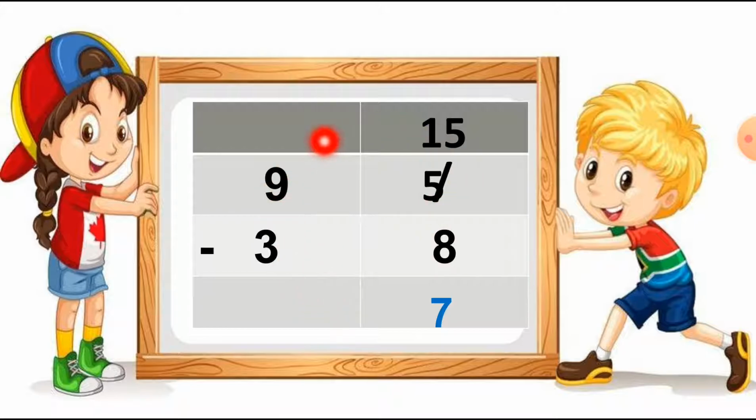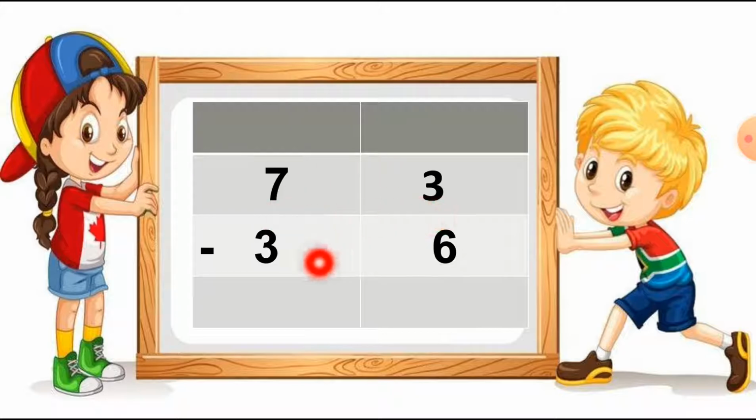Now here at the tens column, we have to cut 9 first and then cut 1 from it. So 9 becomes a 8. Now we can cut 3 from this 8. So 8 minus 3 is equal to 5. So the answer of this sum is 57.